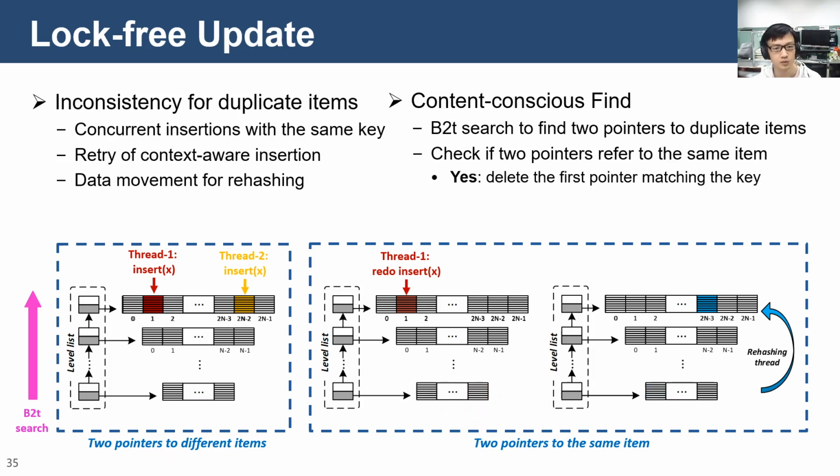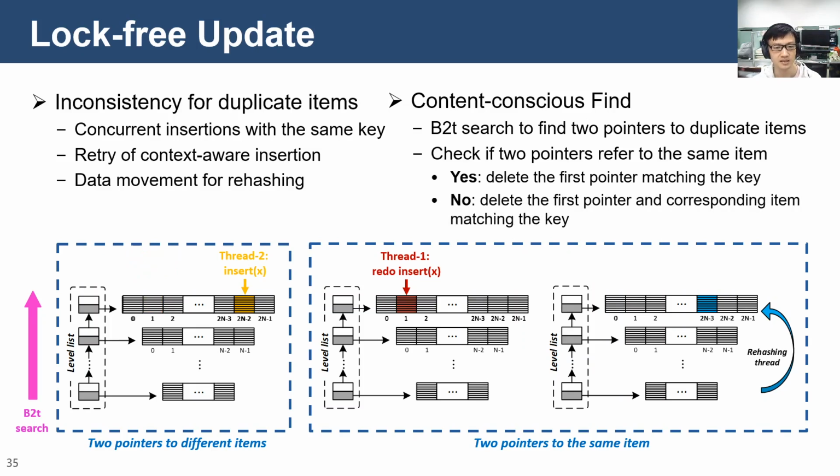If two pointers refer to the same location, indicating the duplication due to the retry or context-aware insertion or data movement for rehashing, we delete the first pointer matching the key in the search. Otherwise, delete the first pointer with the item, since we only keep one item for concurrent insertions and with the same key. After the find, we get at most one item matching the key for update.